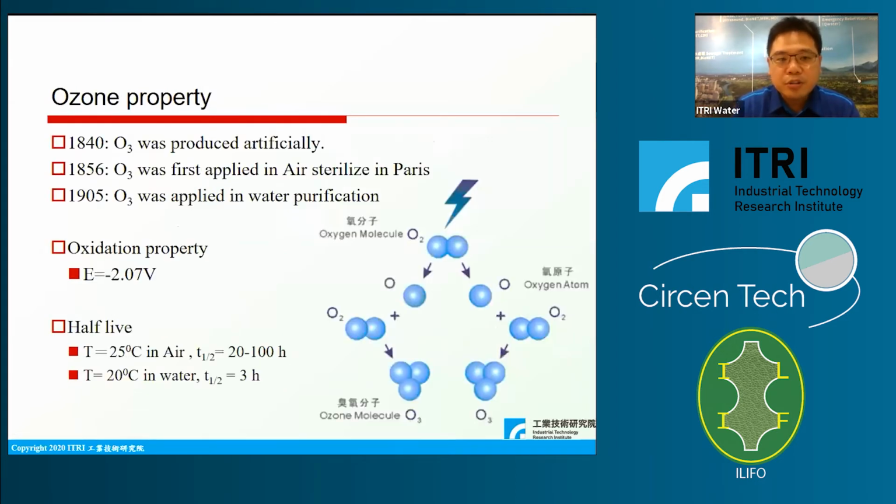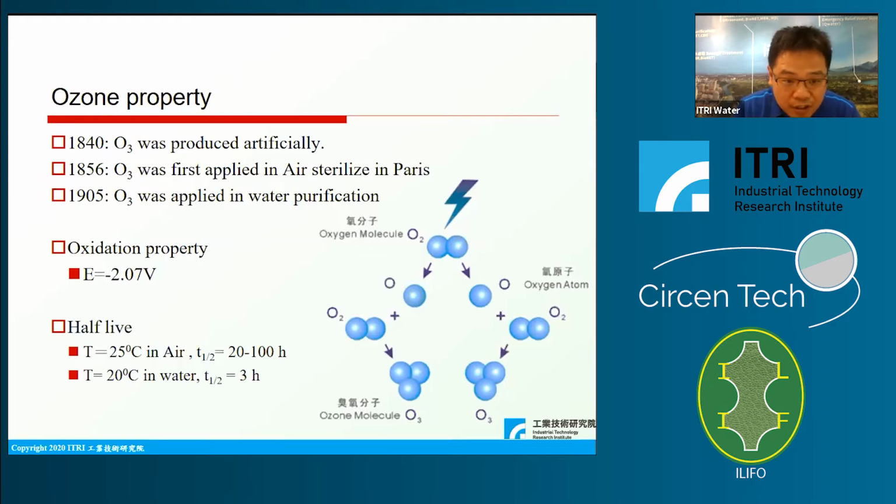So here we introduce ozone into the system as a pre-treatment, and now I introduce some properties of ozone. In the 1840s, ozone was produced artificially in France, and 20 years later, ozone was first applied in air sterilization in Paris, and then 50 years later, ozone was first applied in water purification in New York.